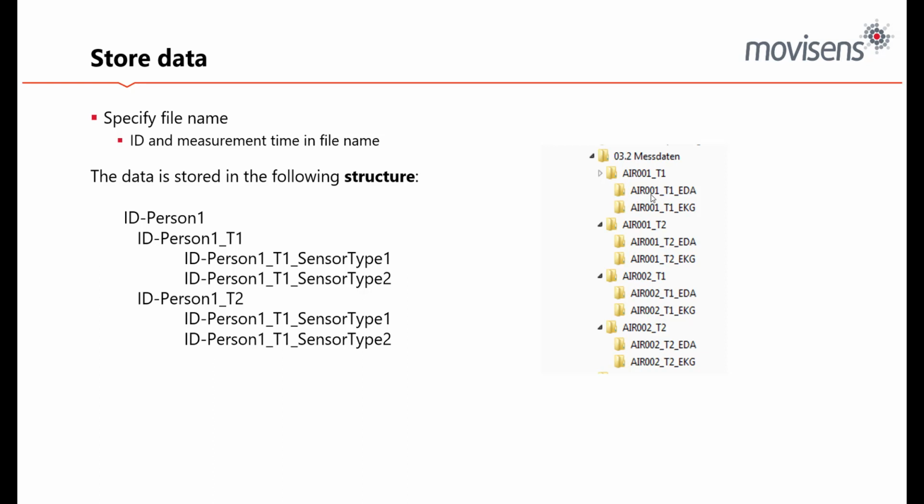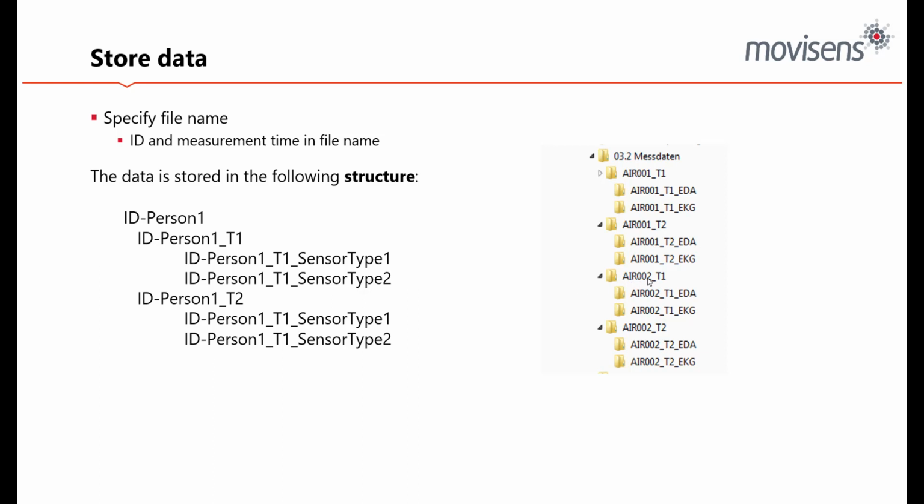And here we have Air 001 time point 1 EDA, and then we have Air 001 time point 1 ECG. So they were capturing two measurements on this participant at the same time. And then we have the same here for Air 001 time 2. So it's the same participant at a different point in time. And once again, measurements of EDA and ECG.